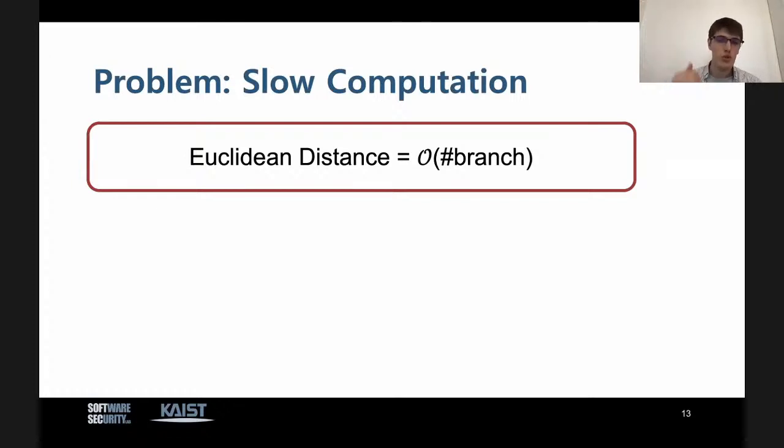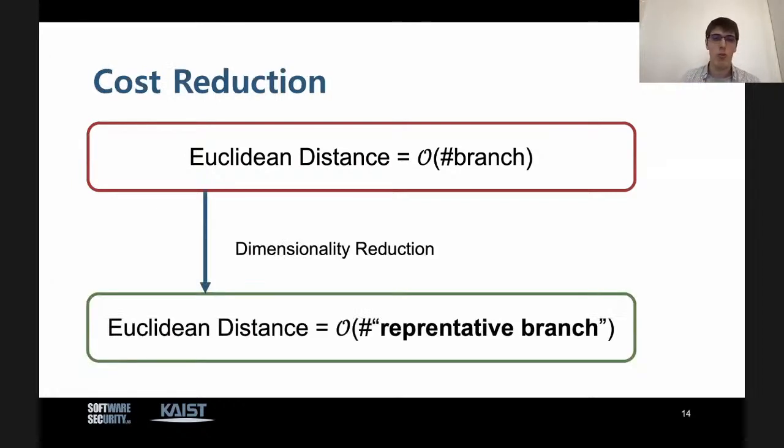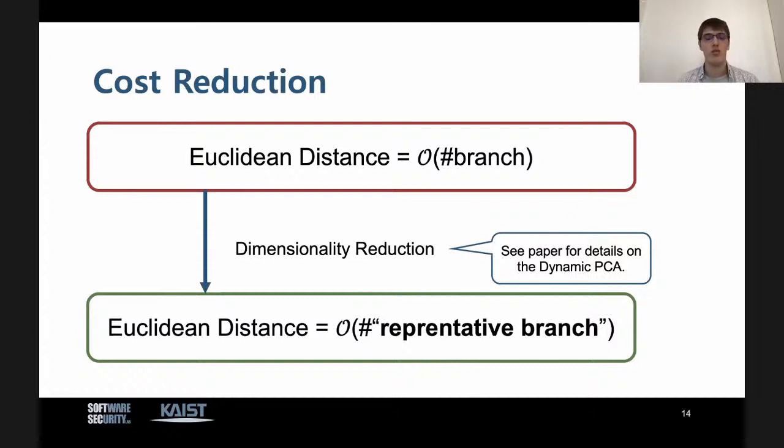Thus, we need to reduce the number of branches in our program. We can do that using a technique called dimensional reduction, which finds representative branches, usually 10 or 20 of them. And then we have a distance which is practical to use for gray box fuzzing. You can see details on the dimensional reduction technique we use in our paper. So now we have a practical Euclidean distance.